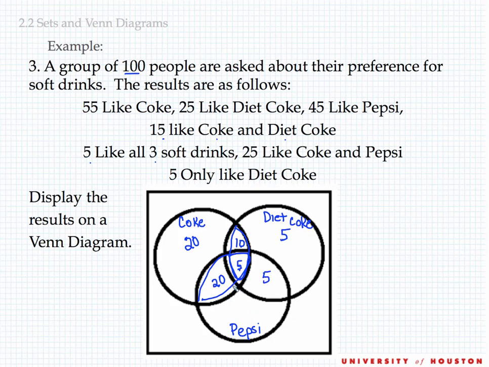45 people like Pepsi. 20 plus 5 plus 5 is 30 already in the Pepsi circle, so I need 15 more right there. Now if I add up all these numbers, 20 plus 10 plus 5 plus 20 plus 5, 5, and 15, that adds up to less than 100. In fact, we get 80. We had 100 people total, so that means that 20 didn't like anything.